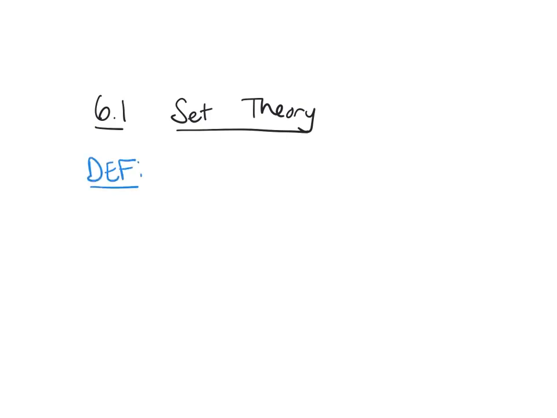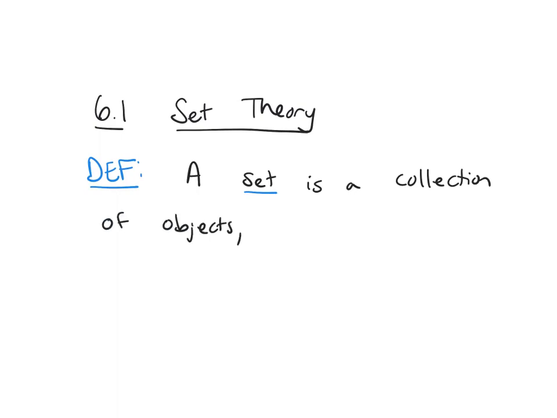We're going to start section 6.1, which is about set theory. So let's start with a definition. Let's define a set. A set is a collection of objects called elements.